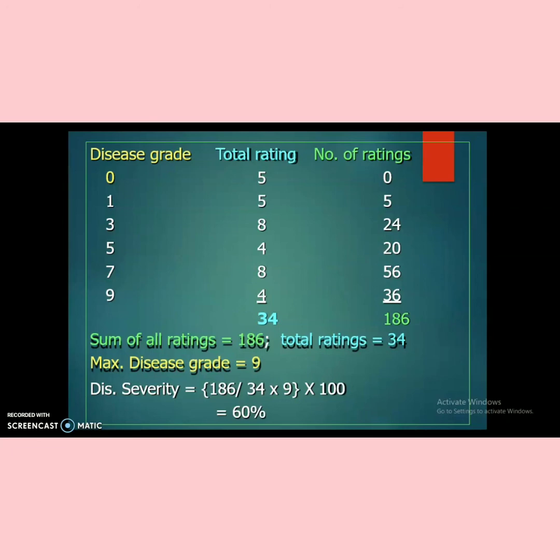Sum of all disease ratings by total rating into maximum grade into 100 gives you 186 by 34 into 9 into 100, that gives you 60% disease severity.